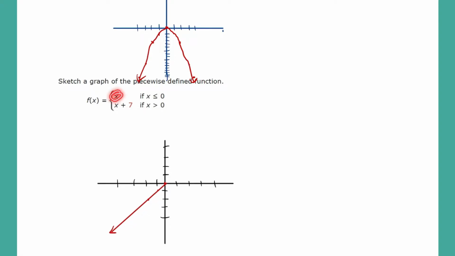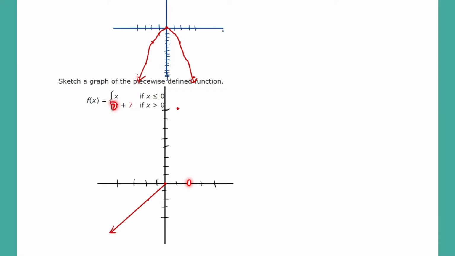All right. So we took care of the top one. Now we've got to take care of the bottom one. And that's when x is greater than 0. So for example, 1. When x is 1, that's going to be 8. So I'm going to have to extend this up a little further. 4, 5, 6, 7, 8. So when x is 1, it's 8.